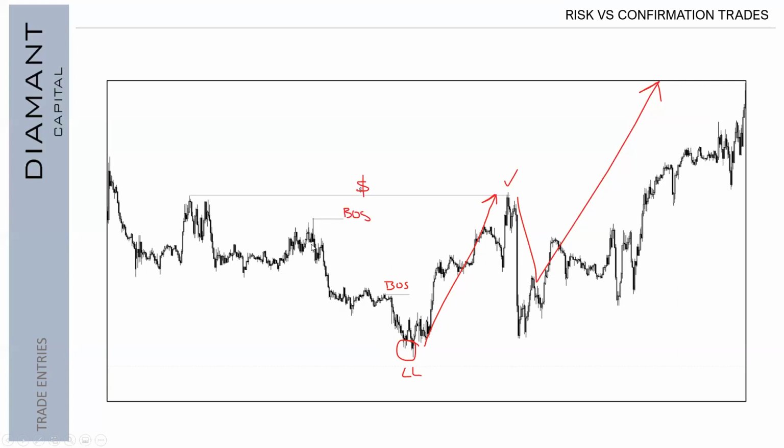Now a false signal right here would have been this order block. Personally, that could have been a trade itself, that sell. It would go down a bit and then just hit break even. Okay, that's a failed trade. It goes back up again.